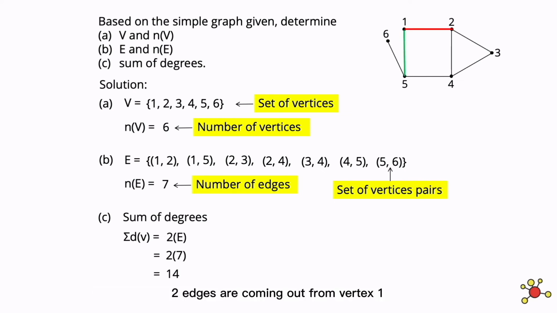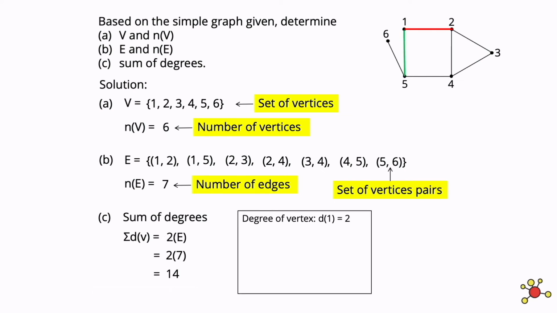2 edges are coming out from vertex 1, so the degree of vertex 1 is 2. 3 edges from vertex 2, degree of vertex 2 is 3. 2 edges from vertex 3, degree of vertex 3 is 2. 3 edges from vertex 4, degree of vertex 4 is 3. 3 from vertex 5, degree of vertex 5 is 3. And 1 from vertex 6, degree of vertex 6 is 1. Their total of degrees is 14.